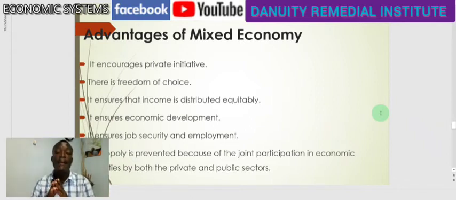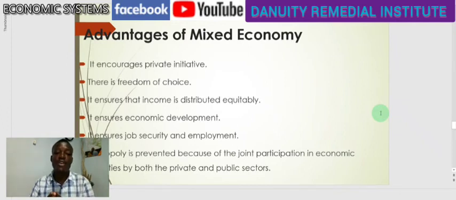So while the socialist aspect of the economy is taking care of the poor, in quotes, or those that cannot produce for themselves, the same way the capitalist system is also taking care of the rich, those that can produce or those that can own resources for themselves. It ensures economic development. So both areas of the economy will be working where it actually ends up in economic development. It ensures job security and employment. In fact, this economy is seen to have the maximum employment because private individuals will employ, at the same time the public is also going to employ.